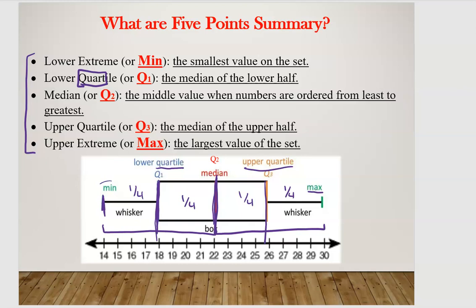So once again, we go from the minimum, we split our data in half between the minimum and the maximum and get that median. And then we split it in half again and get our lower quartile and our upper quartile. This will make a little more sense once we do the practice together on how we actually arrange a box and whisker plot.